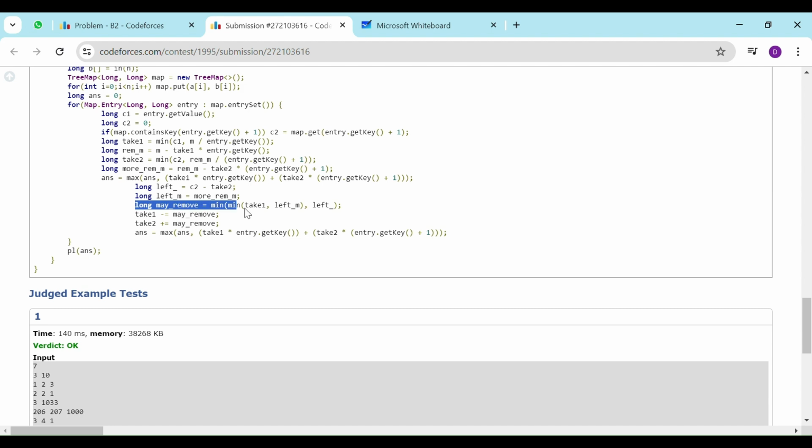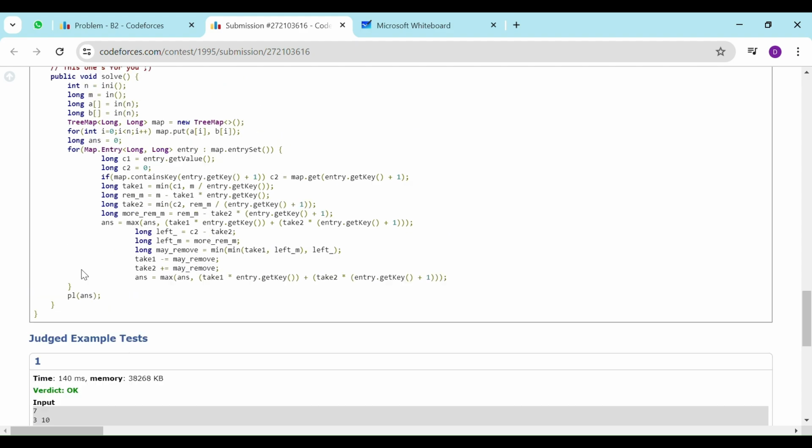So how much can I remove? Left means how many coins I have left. Take 1 means how much I have bought of 206. Left is how much stock I have left of 207. I take the minimum of all of these three values. So I sell that many for take 1, buy that many for take 2 and calculate the answer again. Take the max of everything and that is your answer.